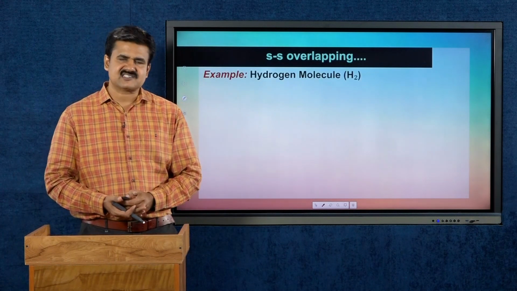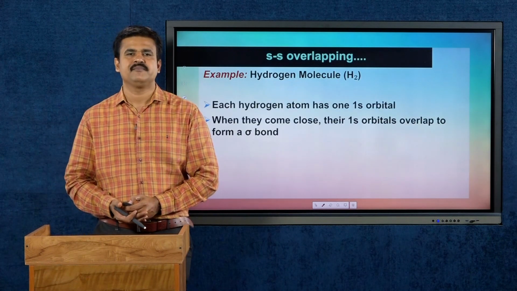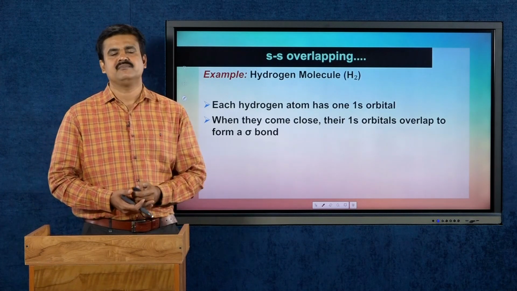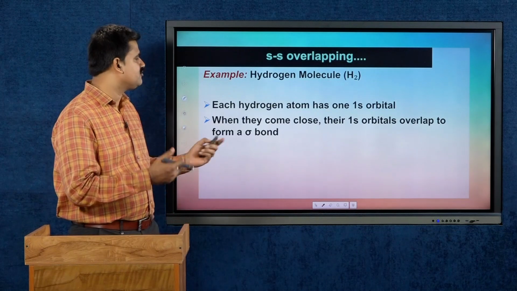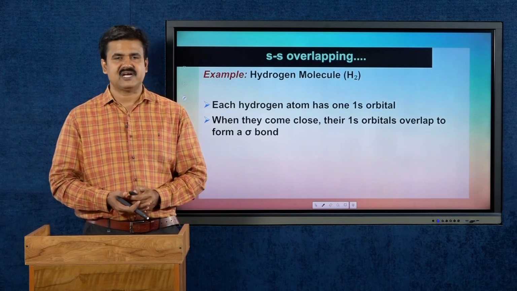We can illustrate ss overlapping by taking hydrogen molecule formation as an example. Each hydrogen atom has one s orbital. When they come close together, their 1s orbitals overlap to form a single bond, or sigma bond, between the two hydrogen atoms.